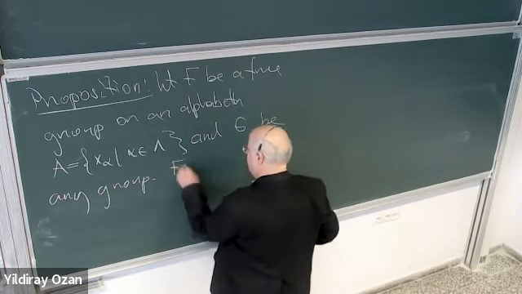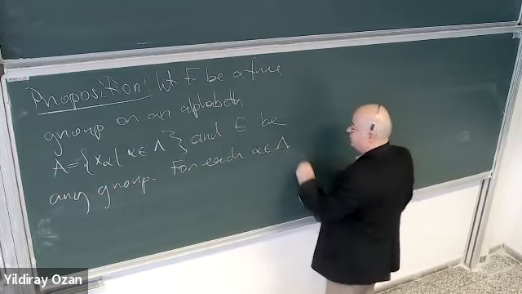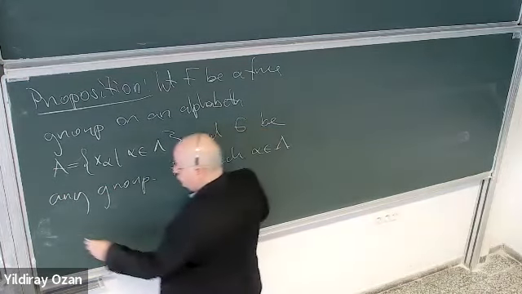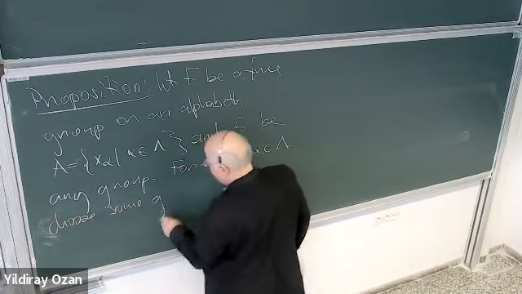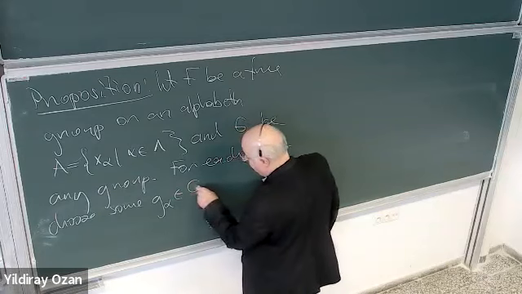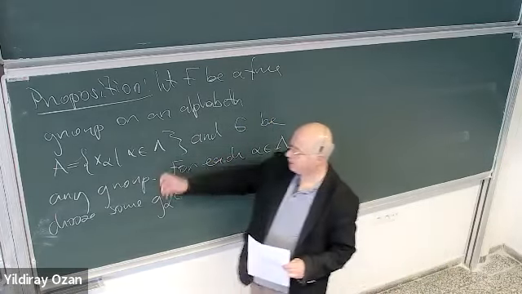For each alpha in the index set, choose some G alpha from the group. Okay. Diyelim ki G grubundan her alfa için bir tane eleman seçtik.